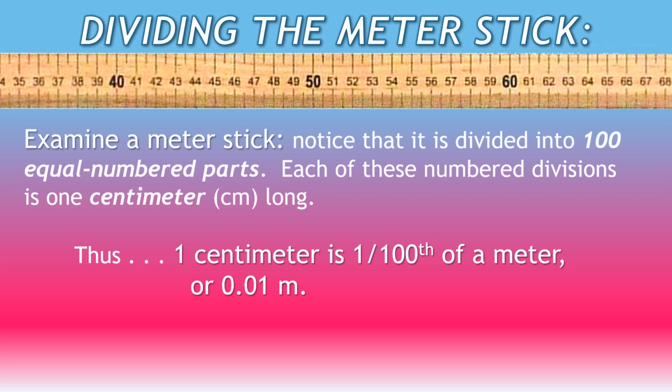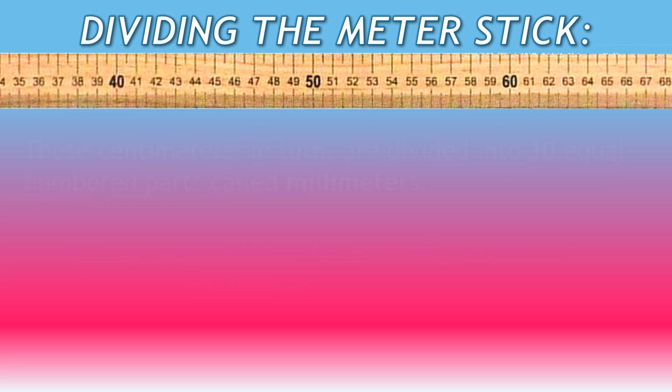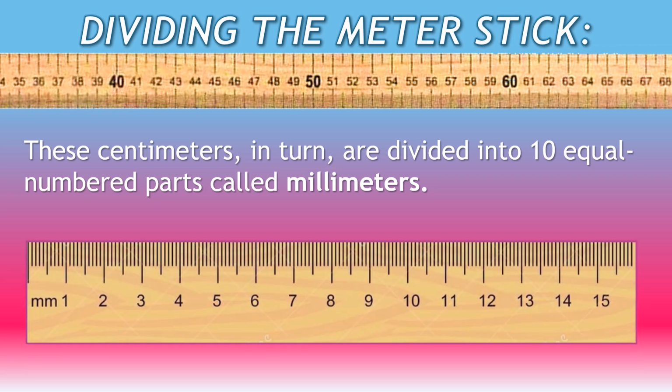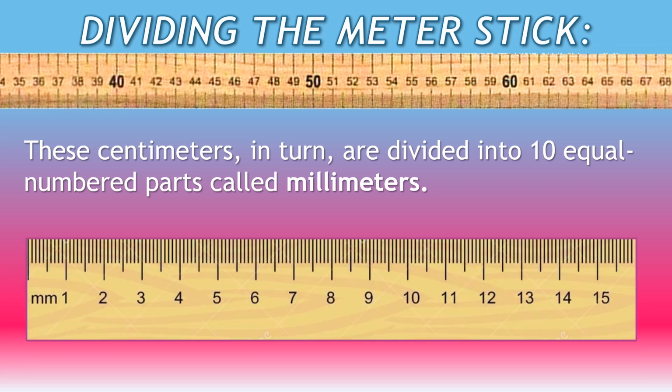Now, an important detail about the meter stick needs to be understood in order to use it effectively. It is divided into 100 equal numbered parts. Each of these numbered divisions is 1 centimeter long. Thus, 1 centimeter is 1/100th of a meter, or 0.01 meters. Now, you've got to remember that the centimeters are further divided into millimeters, and you don't see numbers for the millimeters. You see numbers for the centimeters, and then you have 10 little lines between each number.